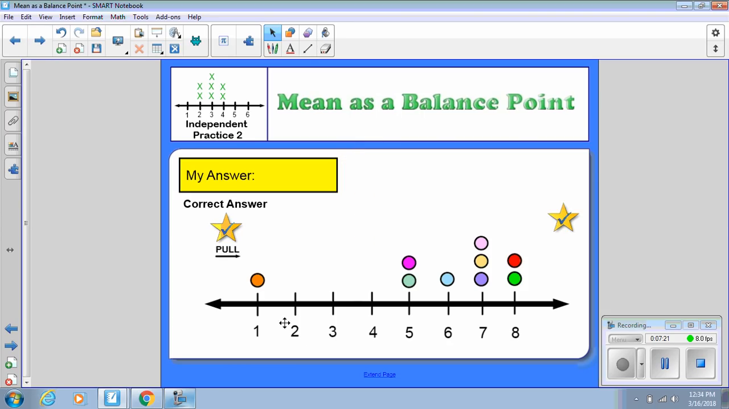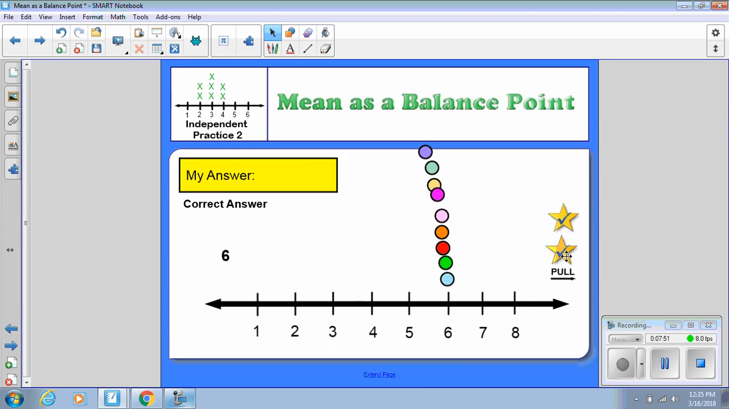Let's try this one. This one's so very heavy on numbers here and not as many numbers over here. See how our answer is not in the middle of the number line on this one? Our mean as a balance point on this data set is 6.